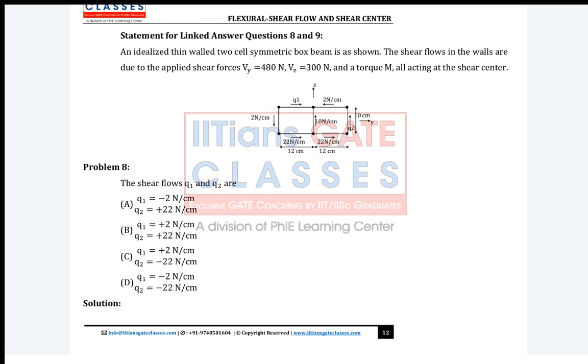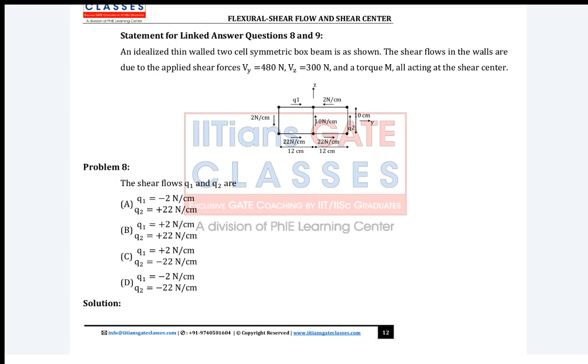So read this question, what it says. This is one of the old questions. It has come in a very old paper, but it is one of the best questions. If you understand structures, you can solve it. So read this question, what it says.